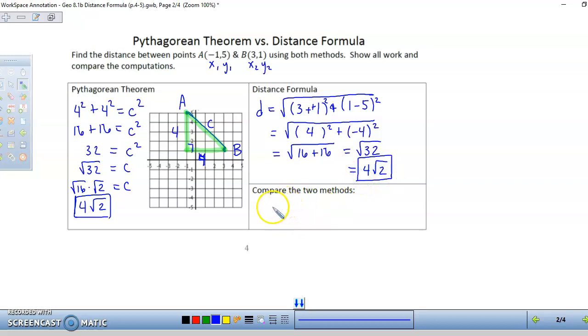Okay, compare the two methods. So it should be fairly obvious here. 4 root 2 is the same for both methods. So what that means here, the Pythagorean theorem method and the distance formula method are actually equivalent. You will get the same answer, doesn't matter which method that you use.